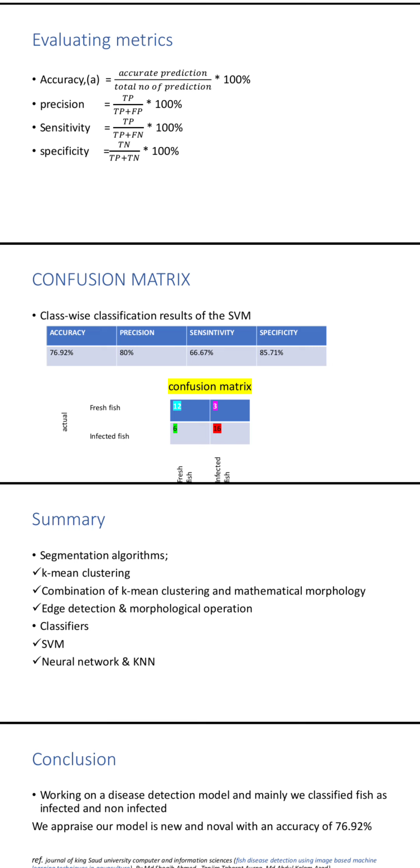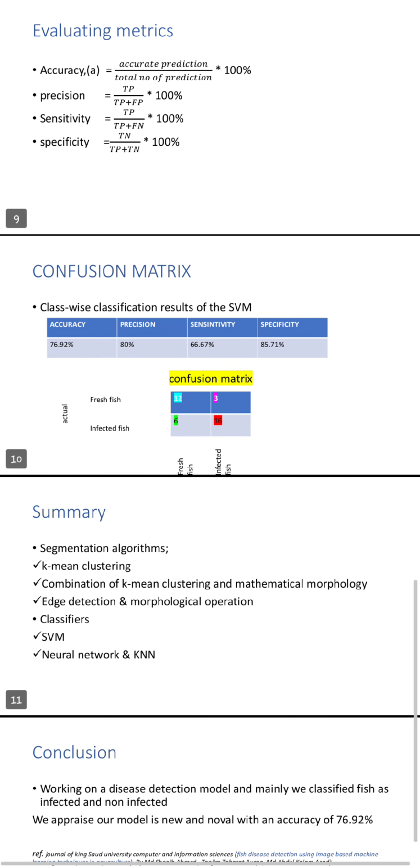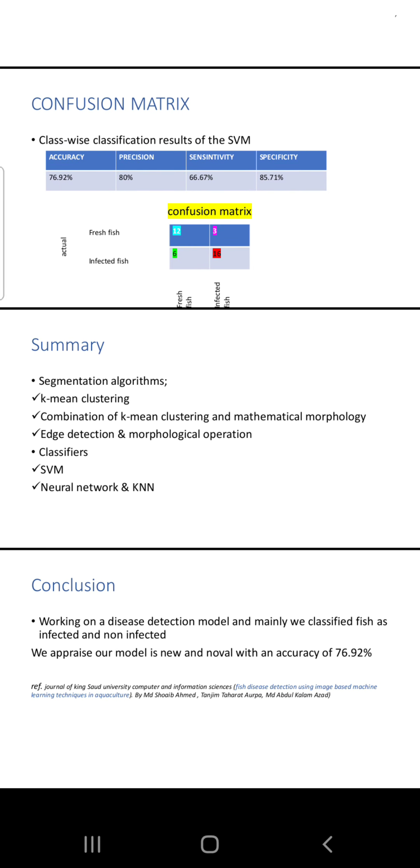And then precision was 80%, sensitivity was 66.67%, and specificity was 85.71%. There is the confusion matrix we drew from the model, and that's how the model was able to perform.